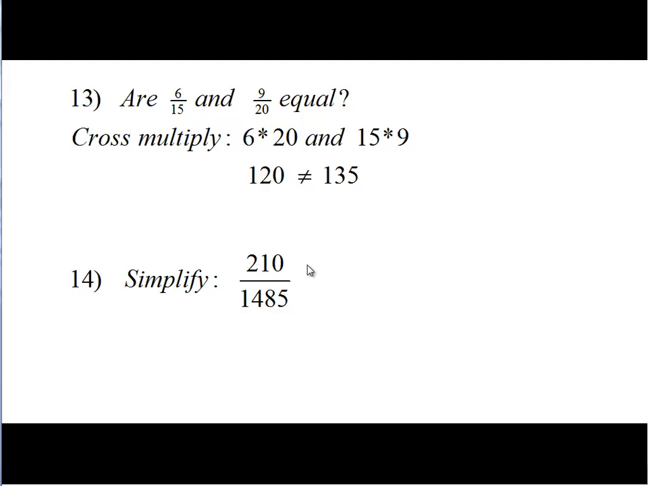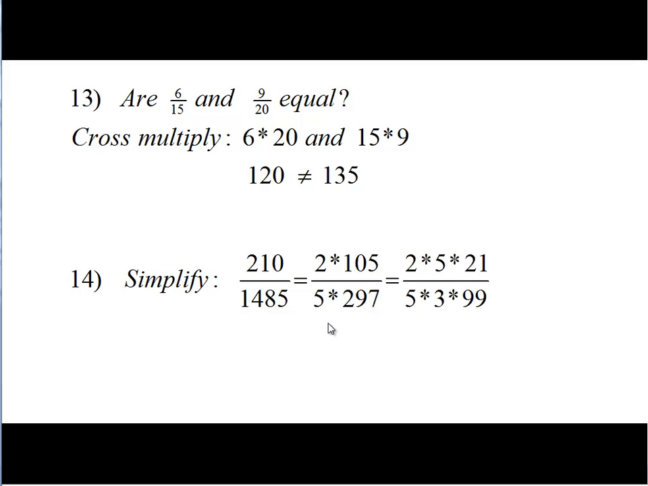Simplify. We take our 210 and divide by 2. I'm just going to work with the top, and then I'll go back and walk through the bottom. 2 times 105. 105 I can divide by 5. Do that on your calculator. So 2 stays. Divided by 5 gives you 21. And then 21 you can chop up into 7 times 3.